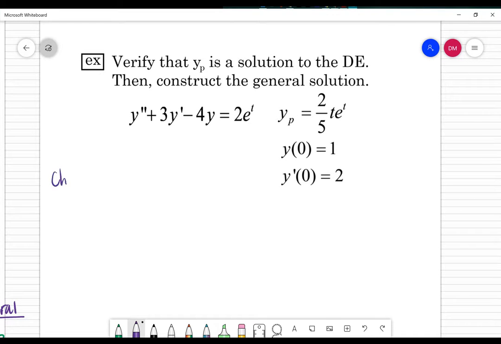So starting with my characteristic equation here, r squared plus 3r minus 4 equals 0. Again, I think I could easily factor that, r plus 4 times r minus 1. And so I'm going to get 2 distinct real roots again.